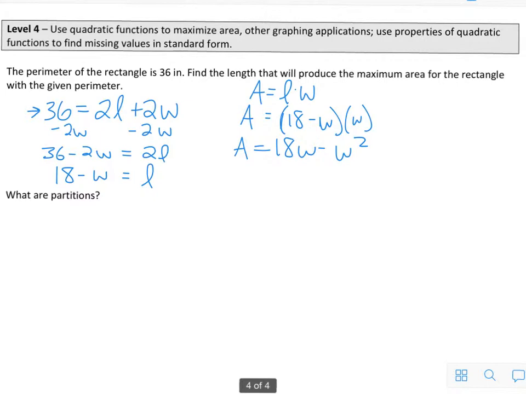What we're then going to do is plug this into our graphing calculator. When we do that, our Y value gives us the area, and our X value is going to give us our width. So here I'm going to have you look at the video provided, and when you're done, you're going to come back to this video.